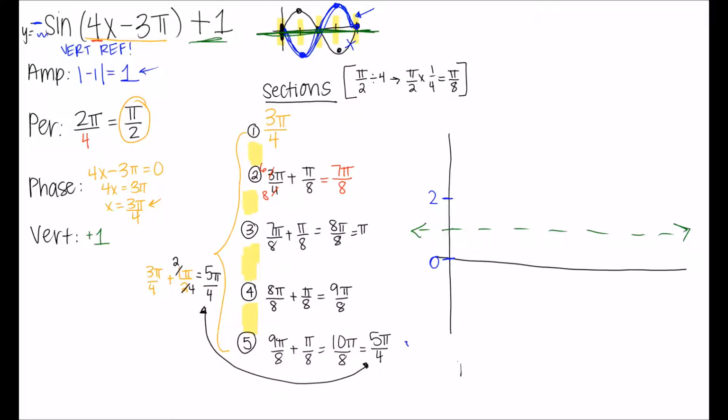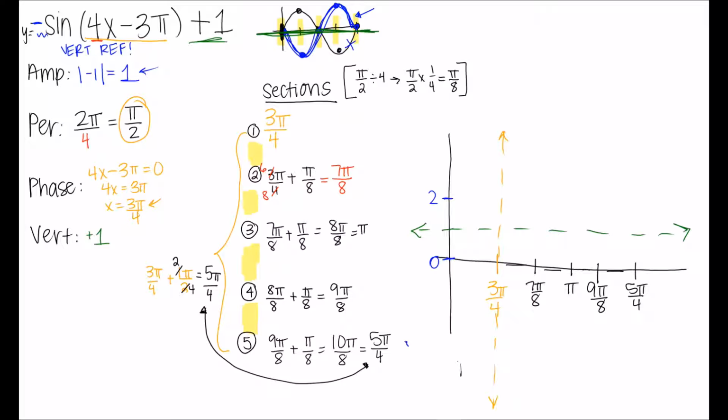Next thing we want to deal with is the phase shift. We're going to start at 3 pi fourths. And to show that we're starting there, I'm going to use another dotted line right here to give us kind of a reference. And then we know all of these other points. The first one is 7 pi eighths. Then we have pi. Then we have 9 pi eighths. And then we have 5 pi fourths. And that creates our 1, 2, 3, 4 sections.